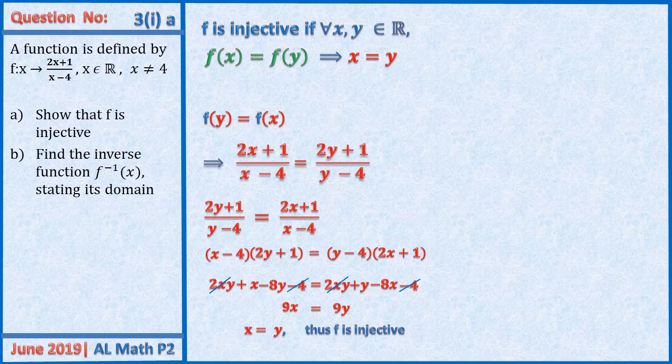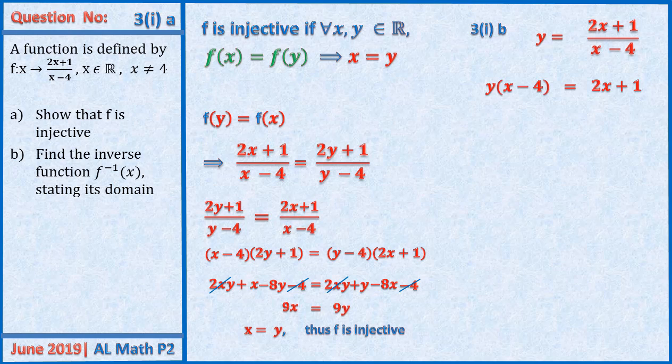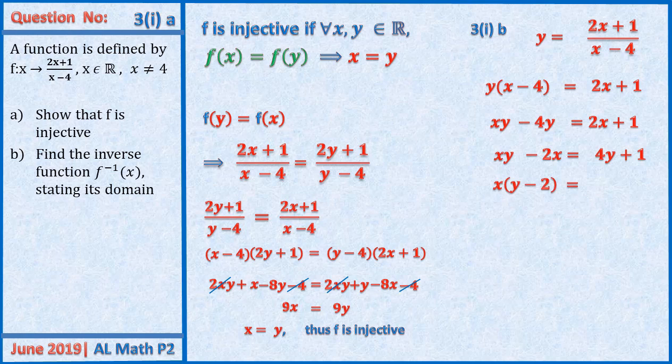Now B, find the inverse of the function and state its domain. So to find the inverse of the function, you just have to replace f of x by y and solve for x. So we have y equal to 2x plus 1 over x minus 4. We cross multiply, we have y times x minus 4 equals 2x plus 1. Opening out the brackets, we have xy minus 4y equals 2x plus 1. Bringing like terms together, we have xy minus 2x equals 4y plus 1. And factorizing, we have x times y minus 2 equals 4y plus 1, and x will be equal to 4y plus 1 divided by y minus 2.